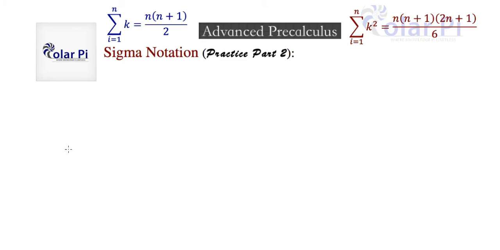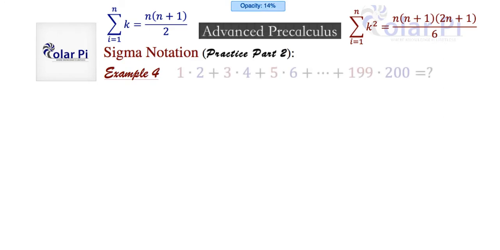But that's that. All right, let's get started with example 4. And this is probably my favorite example in this practice part 2. What we have to do is figure out what this sum equals. And so the first big thing you need to do is figure out how to write this using sigma notation.